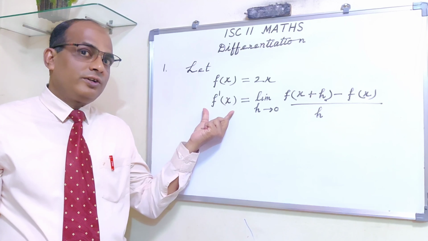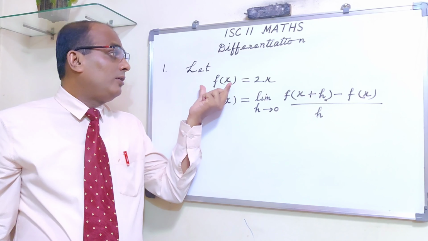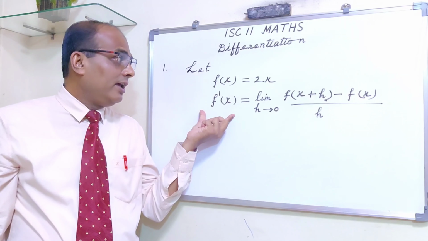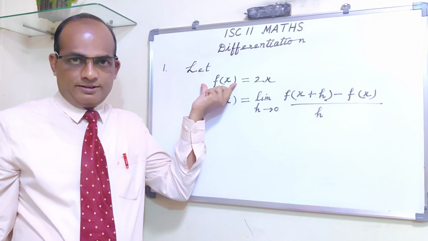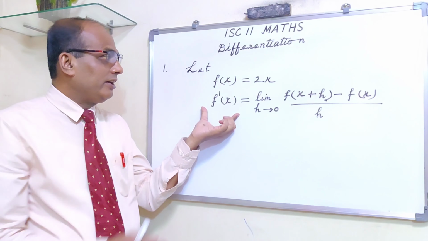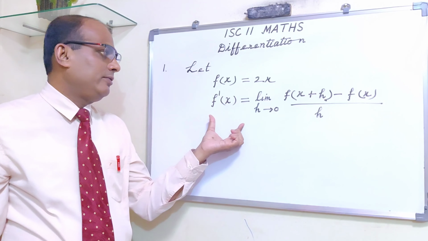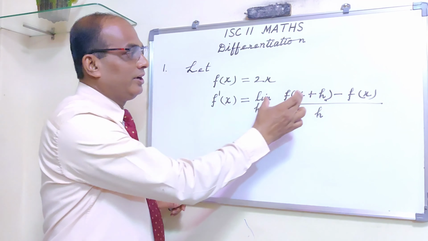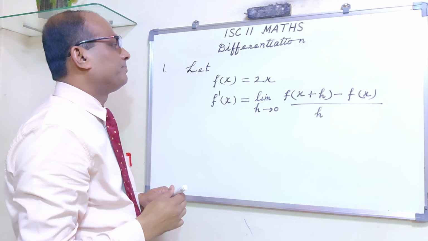f'(x) means the derivative of f(x) with respect to x. Again listen, f'(x) means the differential coefficient of f(x) with respect to x. This is what we are going to find out. f(x) is given in the question as 2x. We have to find out f'(x), and that f'(x) is equal to this limit. That means simply we have to find out the value of the limit, where we want f(x plus h) minus f(x), and then the whole divided by h.